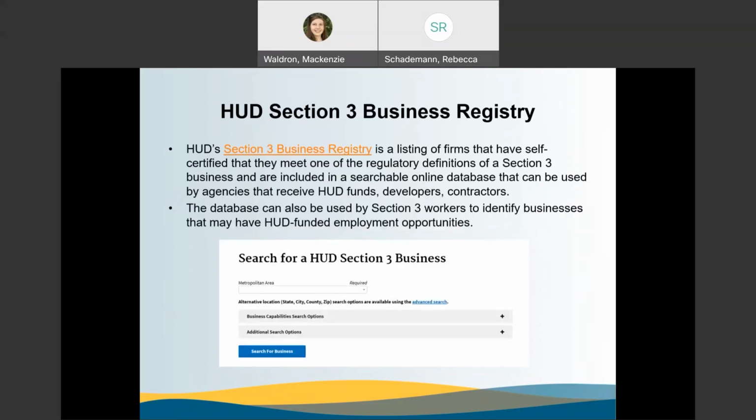Similarly, HUD's Section 3 Business Registry is a listing of firms that have self-certified that they meet one of the regulatory definitions of a Section 3 business and are included in a searchable online database that can be used by agencies that receive HUD funds, developers, or contractors. The database can also be used by Section 3 workers to identify businesses that may have HUD-funded employment opportunities. And again, these resources may be helpful in meeting Section 3 benchmarks or in demonstrating those qualitative efforts taken to meet the benchmarks.